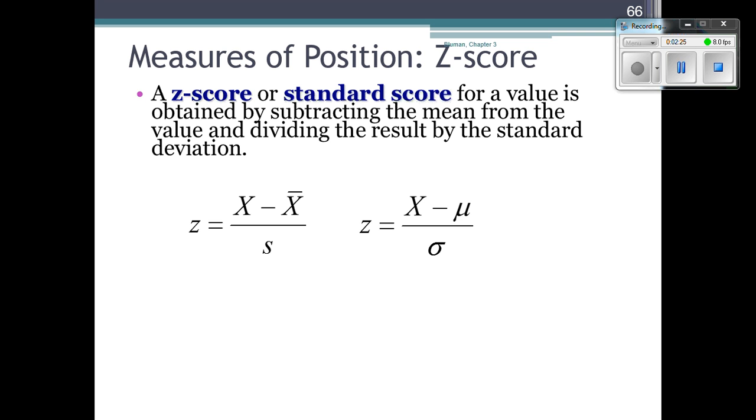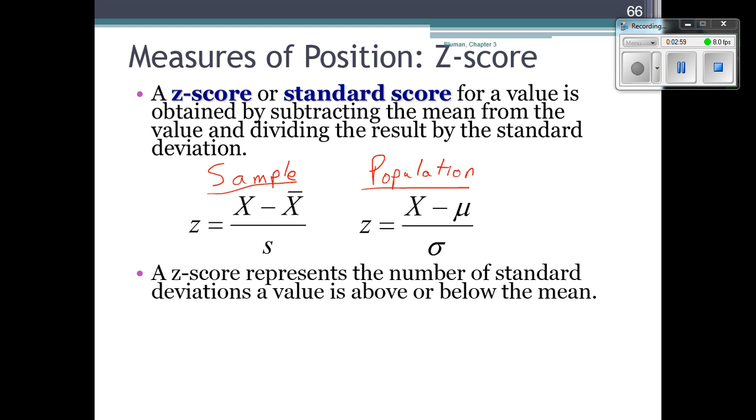The way that it's found out is two different formulas here. You notice that this one right here is for a sample, and this one right here is for a population. Remember, X bar is the mean, mu is also the mean, S is your standard deviation, sigma is also your standard deviation. So same formula, just different symbols, depending on if we're dealing with a sample or a population. A Z-score represents the number of standard deviations a value is above or below the mean.